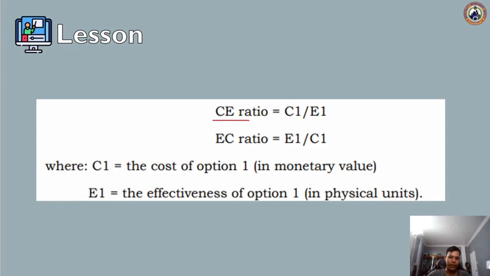And the second equation is the effectiveness per unit of the cost. Example, lives saved per peso spent. The projects should be ranked from highest to lowest EC ratios, or effectiveness of the cost, or the outcomes of the cost. So the outputs to be ranked by cost effectiveness analysis will often be social or environmental.